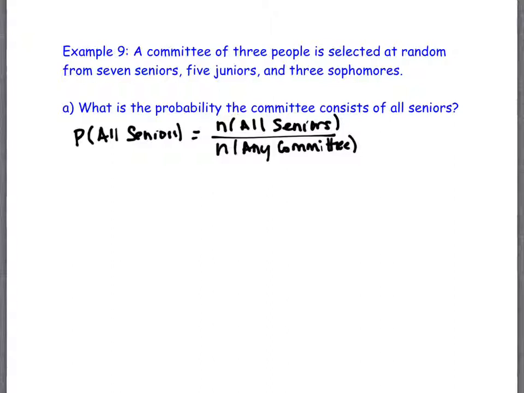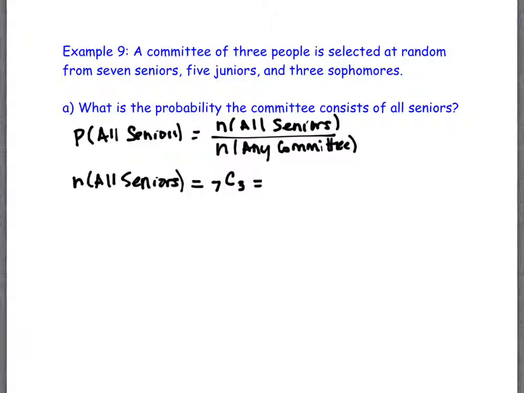So how do I get all seniors? Not the probability of it, but just the number of ways. How many seniors are there? 7. 7C what? Not 15. I want a committee of all seniors. There you go, 3. The committee consists of 3 people. So from the 7 seniors that exist and are prepared to take on this responsibility, I want to pick 3 of those people. That's my goal in this problem: I want all seniors to be picked.